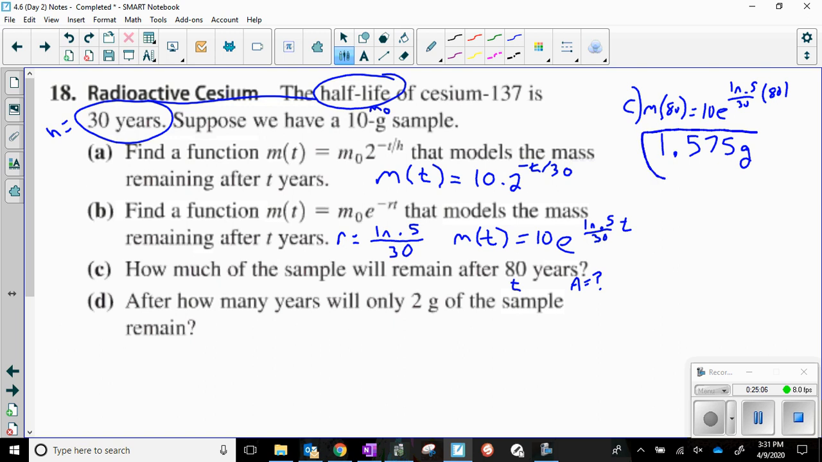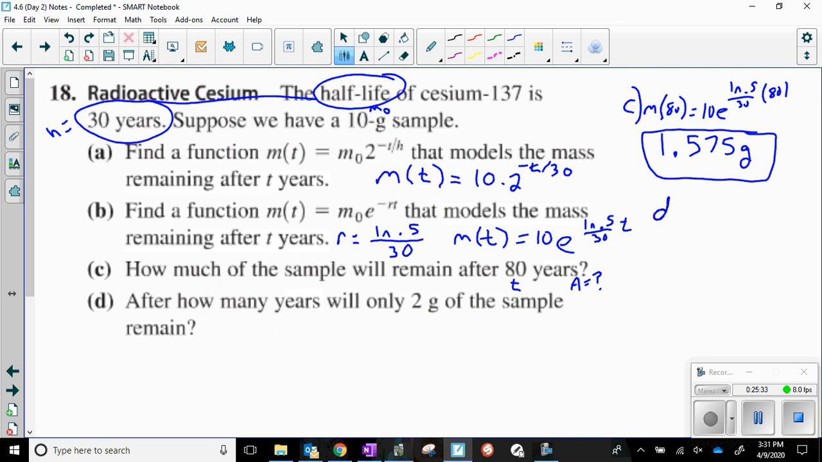Okay, so let's see if that seems reasonable. So in 30 years, it gets cut in half. So in 30 years, there'll be 5 left. 30 more years, or 60 years total, there'll only be 2.5. In 30 more years after that, there'd only be half of 2.5, which is about 1.125. So we're looking for something between 1.125 and 2.5, which is what we came up with.